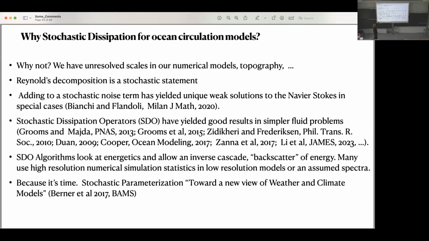And the reason there was a lot of work going from high resolution to low resolution is how to parameterize these eddies in low resolution models that are part of the coupled climate system. You can't put every model at very high resolution in a coupled system. So everybody's looking at how to parameterize the eddies in the lower resolution models. And the other reason we should do it is time. Berner et al., with a whole list of very well-known authors, a few years ago in the atmospheric sciences, say stochastic parameterization is the new view of weather and climate models. And I believe it should be the new view also for ocean models.